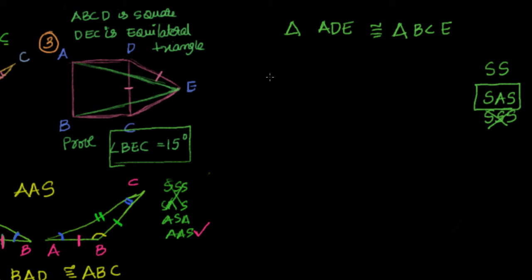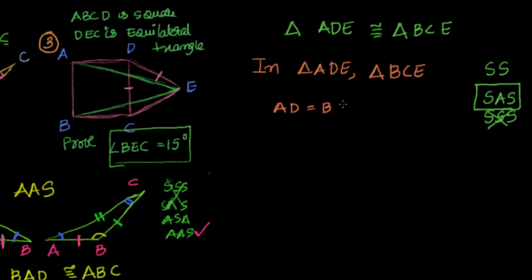Okay. We will say first, in triangle ADE and triangle BCE, what do we have to write? What is my first statement? My first statement is AD is equal to BC.